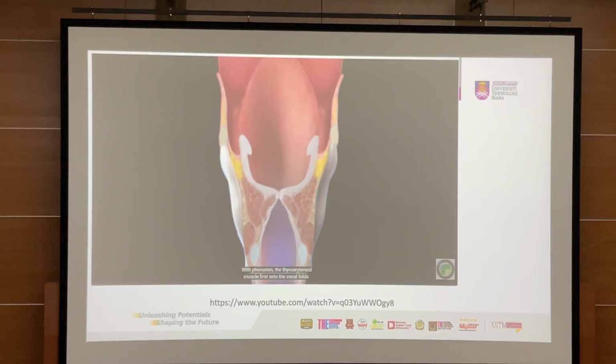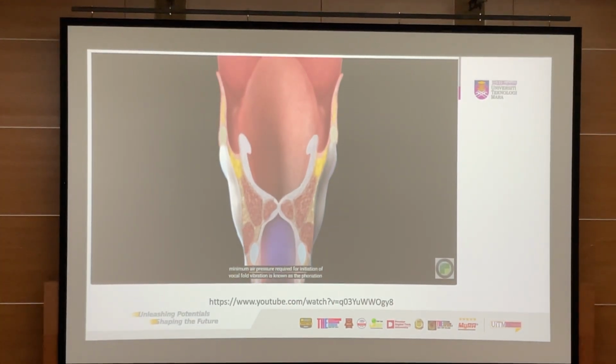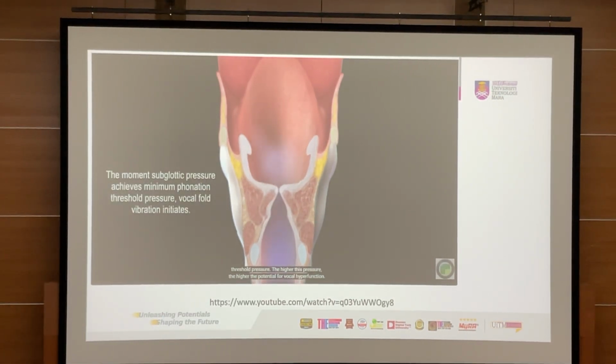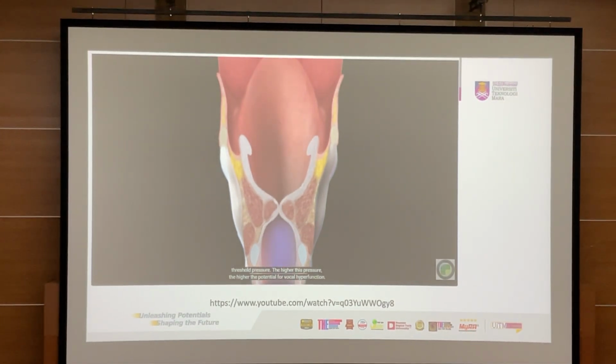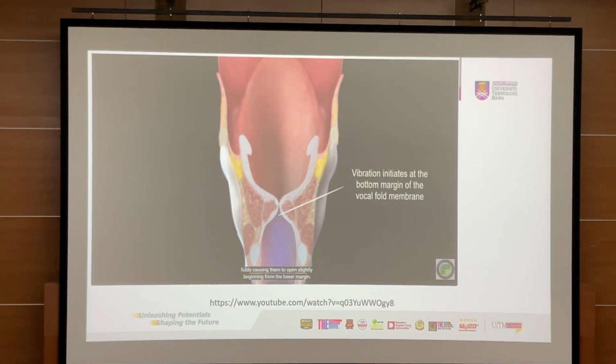With phonation, the thyroarytenoid muscle first sets the vocal folds into a closed position. The vocal fold vibration itself is then due to the vocal fold membrane that overlies and moves freely over the muscle. Subglottic air pressure builds up below the vocal folds as air is pushed up from the lungs. The minimum air pressure required for initiation of vocal fold vibration is known as the phonation threshold pressure. The higher this pressure, the higher the potential for vocal hyperfunction. As the subglottic air pressure increases, it overcomes the resistance of the closed vocal folds, causing them to open slightly beginning from the lower margin.